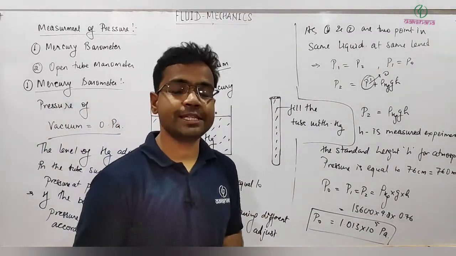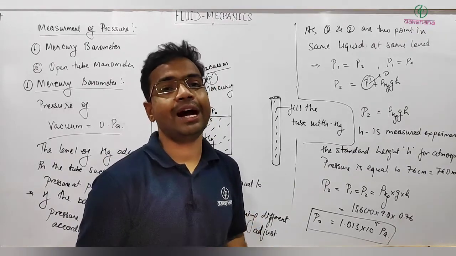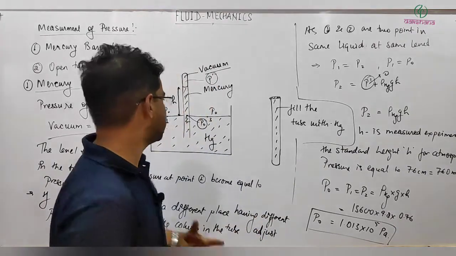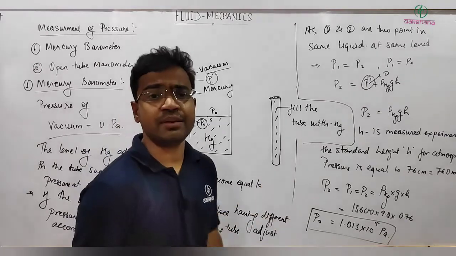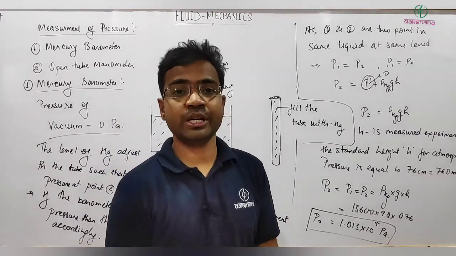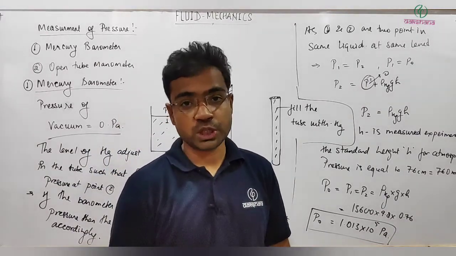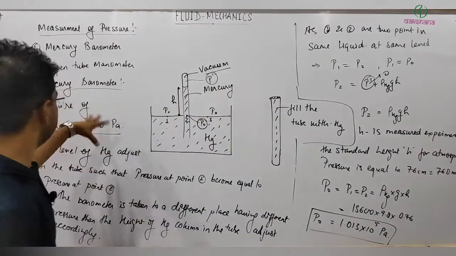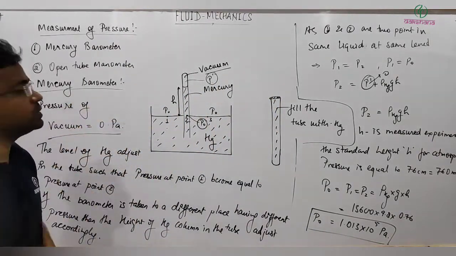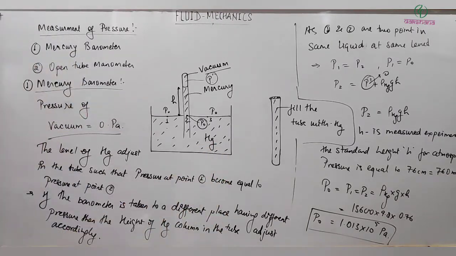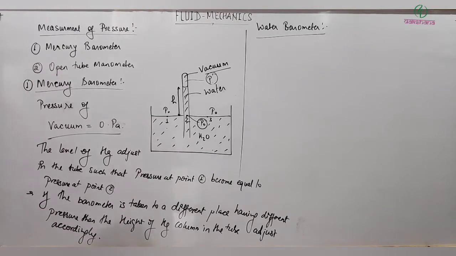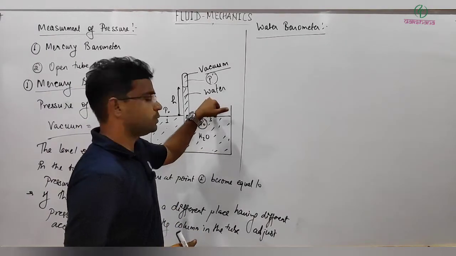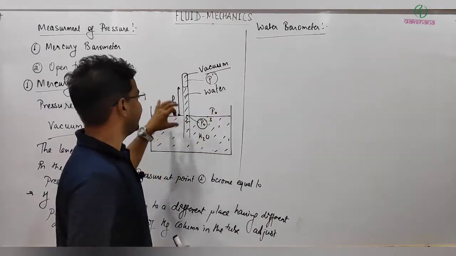Here the question comes: why are we using mercury, because it's costly and not easily available? Why can't we use water? Let me tell you the reason for that too. Let me first explain what will happen if we use water. Let me first erase this.